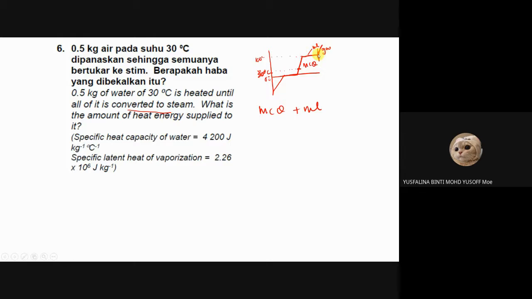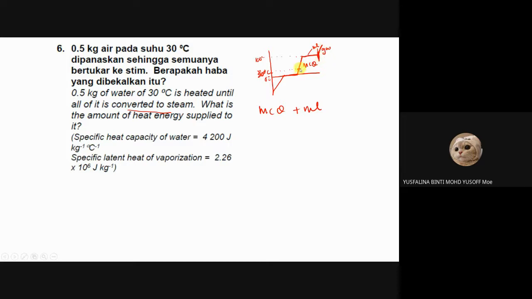Okay, all of it will change to steam. So for this one you need to add ML. So MC theta plus ML. Then after that you will know the amount of energy needed to take the water from 30 degrees Celsius until it becomes gas.